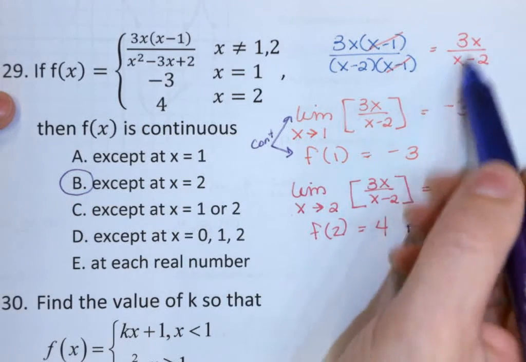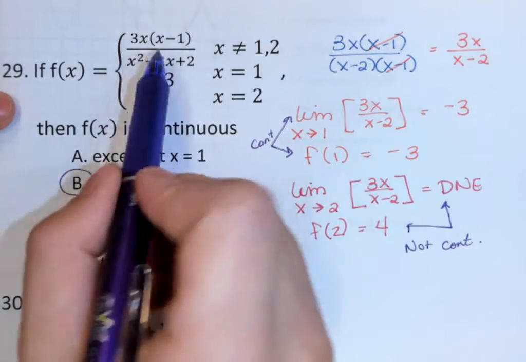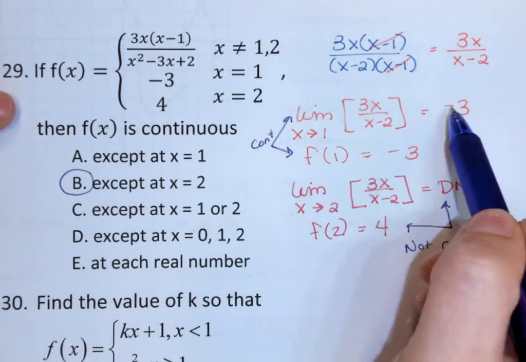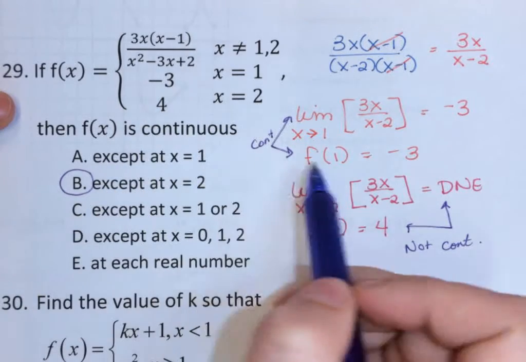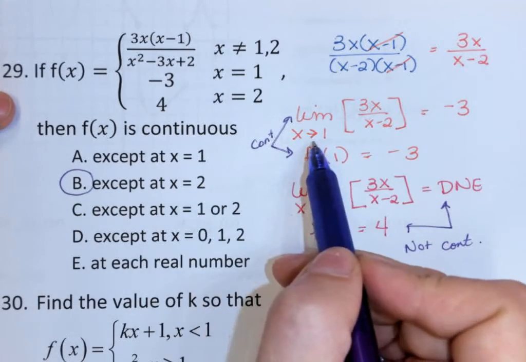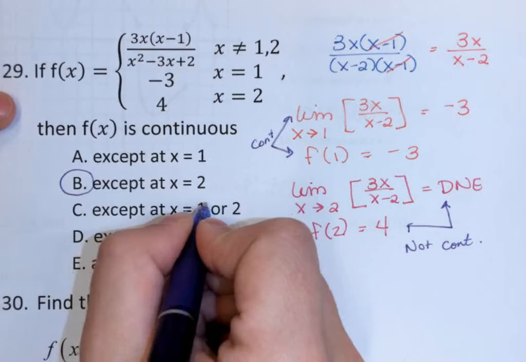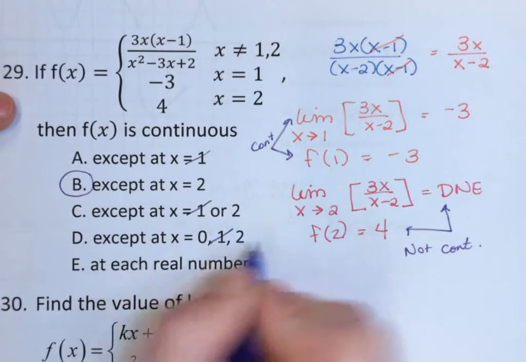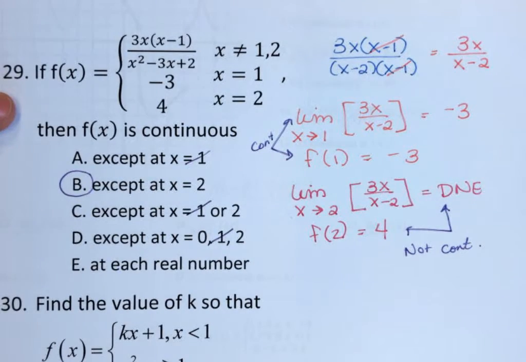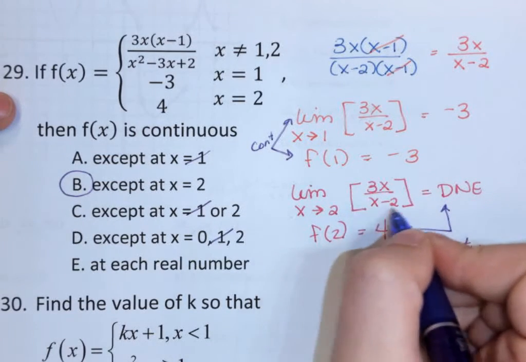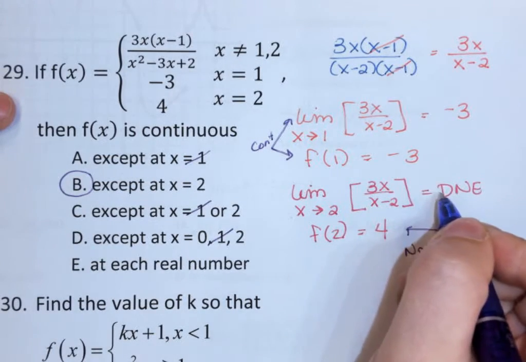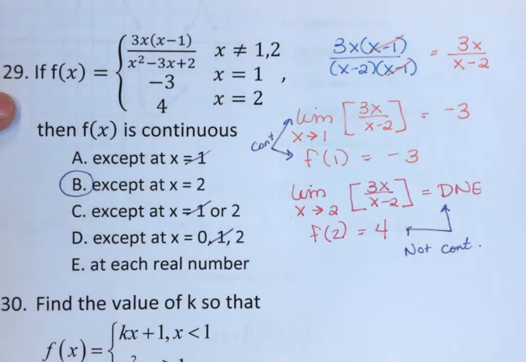Then, using the simplified function, the limit as x approaches 1 is going to be negative 3, which, hey, is the same thing as f at 1. So I know I'm continuous here, so I'm going to cross out those guys. And then I look at 2. The limit as x approaches 2 is going to give me a 0 in the denominator, so that limit does not exist. That is where I am discontinuous.